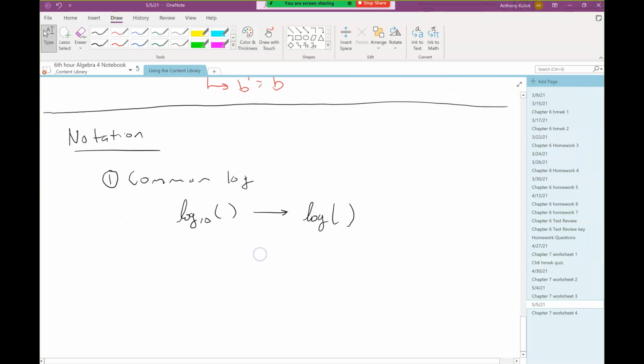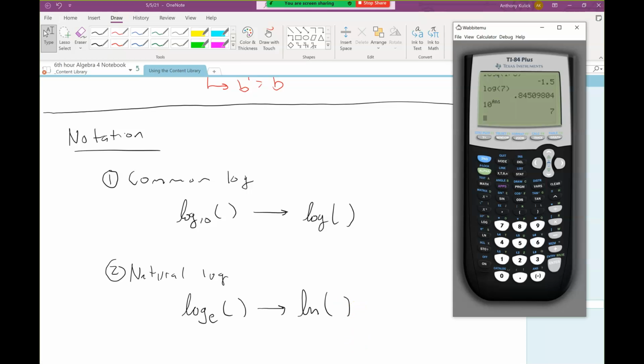The other special logarithm is called the natural logarithm. That's log base e. But we don't ever write log base e. What we write is ln. You'll notice on your calculator right below the log button is the ln button. So the natural log of 7 is the power of e that gives me 7.